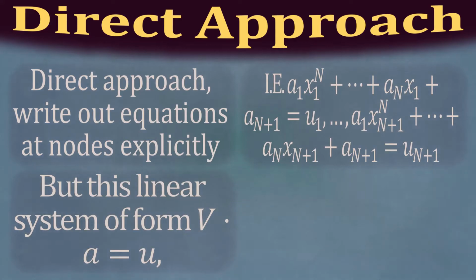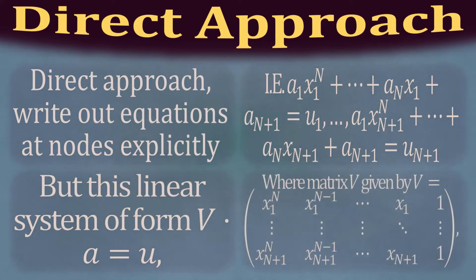But this is a linear system of the form V a equals u, where the matrix V is given by V equals, on the top row, x_1^n, x_1^(n-1), all the way down to x_1, 1, and then at the bottom row, x_(n+1)^n, x_(n+1)^(n-1), all the way down to x_(n+1), 1.